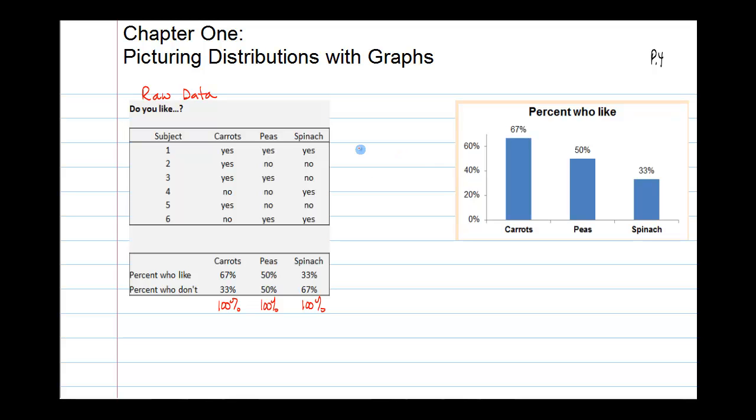Now we can only produce a bar graph of this though. I cannot do a pie chart. A pie chart wouldn't make sense here because when I talk about the percent who like, if I add these up, I get more than 100%. So if I took 67 and 50 and 33%, I would get more than 100%. So I can't really do a pie chart here to represent all of this data. If I wanted to, I could do individual pie charts for carrots and do pie slices for just like and don't like carrots, another pie chart for peas, and another for spinach. But I cannot produce a pie chart that represents all of this data at once. Let's go ahead and look at another example as well.